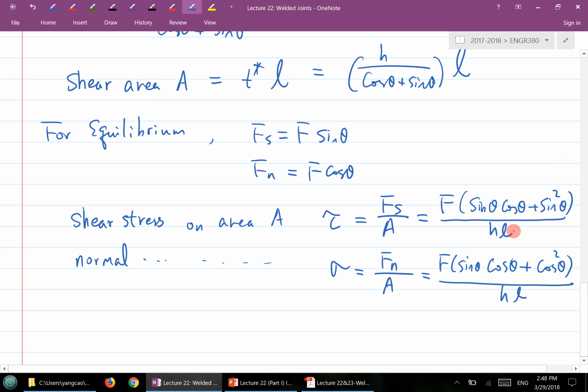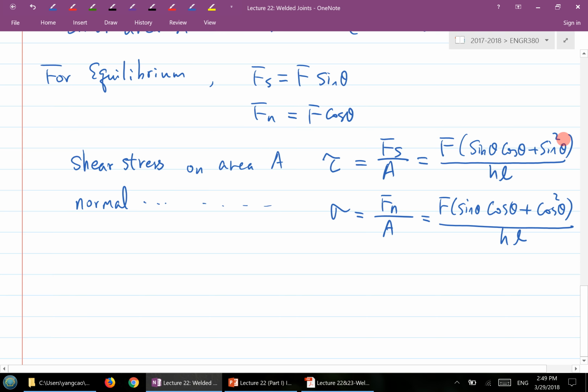But this is an arbitrary cut due to a certain angle theta here. So the next portion we are interested in is, what will be the maximum value here? Or which angle theta will give us the maximum value here?